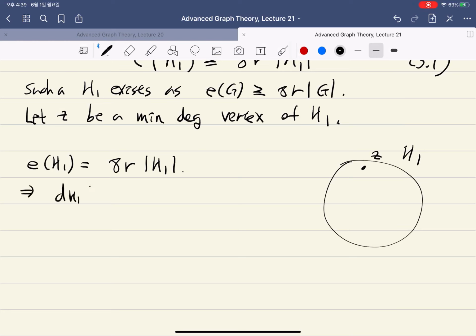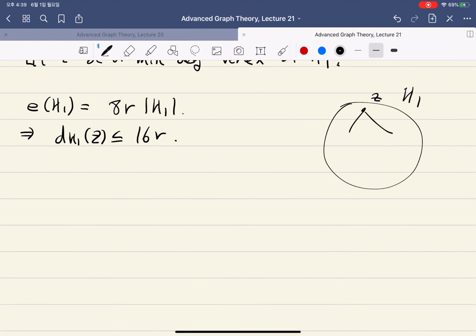So that means this G has degree at most 16R. Now what you do is you take this H2. Let H2 be H1, the induced graph, which is induced by the neighborhood of G.